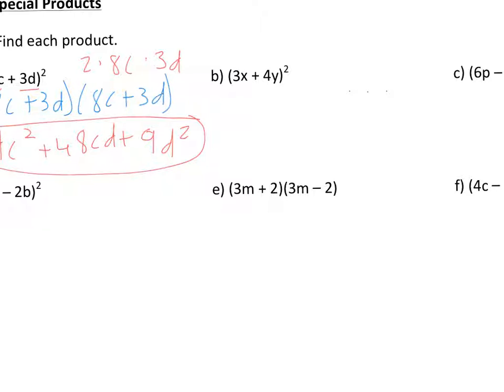Let's also look at question E under 17, and 3m plus 2 times 3m minus 2 is the product of a sum and difference. So this is where your middle terms will cancel out, and your final answer will be the square of your first term, 9m squared, square of your last term, which would be 2 squared is 4, and then the sign in between those binomials is a subtraction sign because you have one positive and one negative to multiply, so it's 9m squared minus 4.